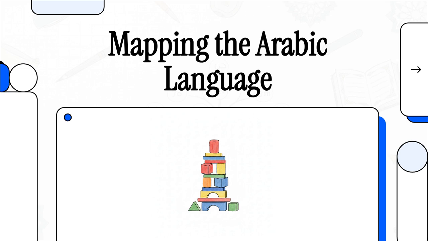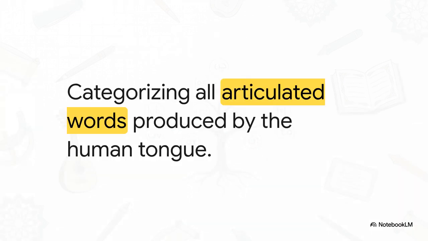Today, we're literally mapping out the logical flowchart of the Arabic language. If you've ever wanted to completely understand how Arabic is structured right from the ground up, skipping all the confusing clutter and getting straight to the core mechanics, you are in exactly the right place. We're taking a highly structured, classroom-style look at the fundamental building blocks of Arabic linguistics. Think of this explainer as our chance to reverse engineer a massive, beautiful piece of architecture right down to its foundation stones. Basically, we're going to categorize every single articulated word produced by the human tongue. Sounds huge, right? But we're going to break it right down.